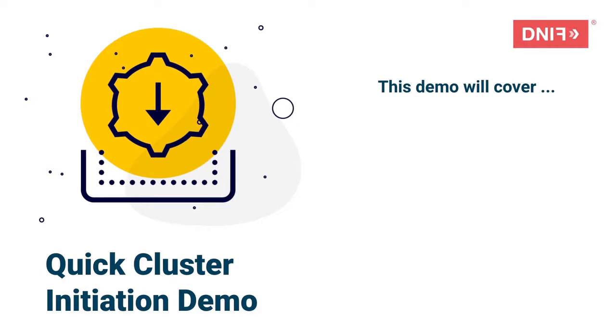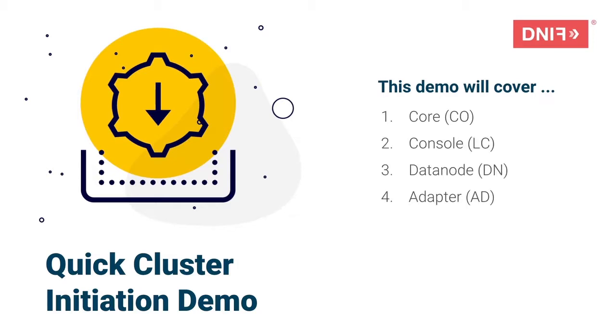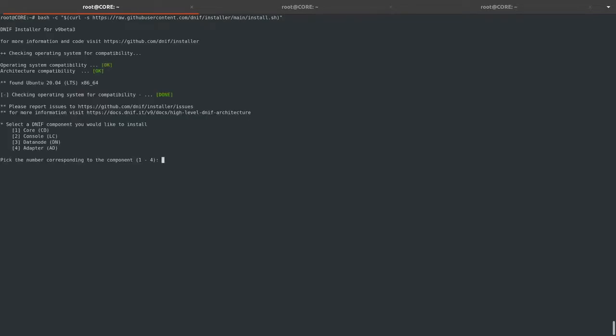In this deployment we will use 3 compute instances. We will install the core and the console on one, followed by the data node and the adapter on the remaining hosts. We will then set up the cluster using the wizard and then log into the web console for the first time. All components can be installed using a single installer script.